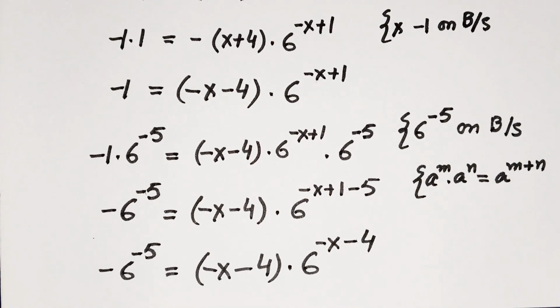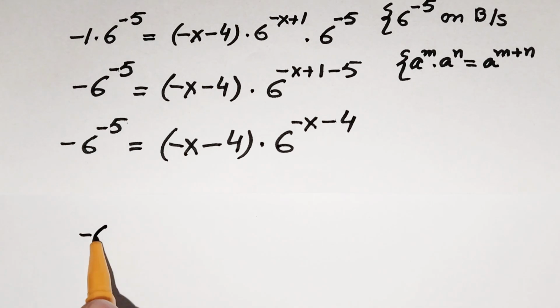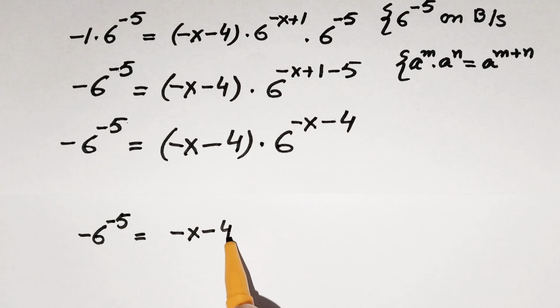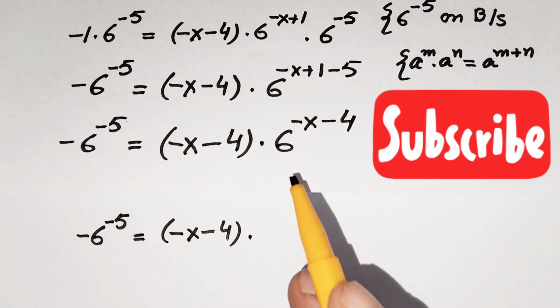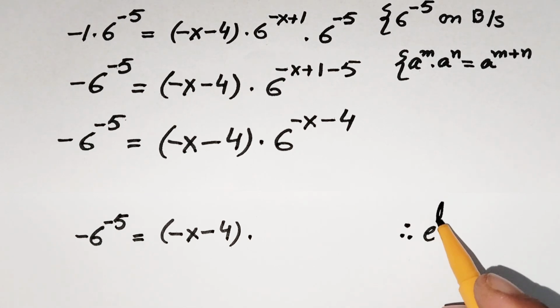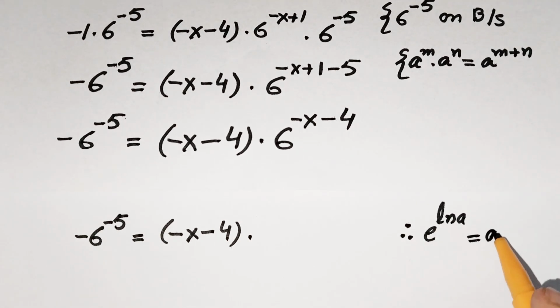Now our next step is: minus 6 to the power minus 5 is equal to minus x minus 4 times, here this 6 can be written as, we know that e to the power natural log of a is equal to a.